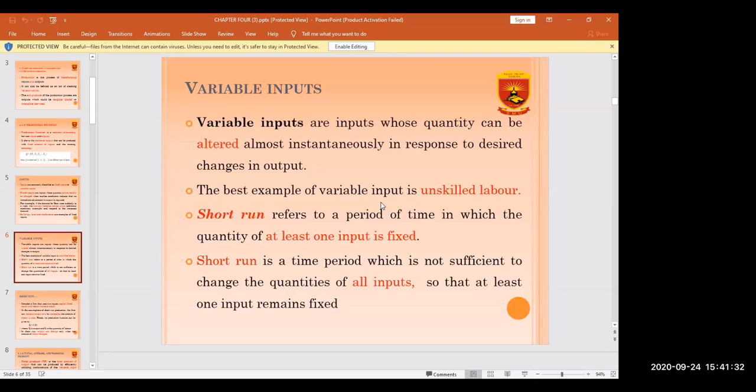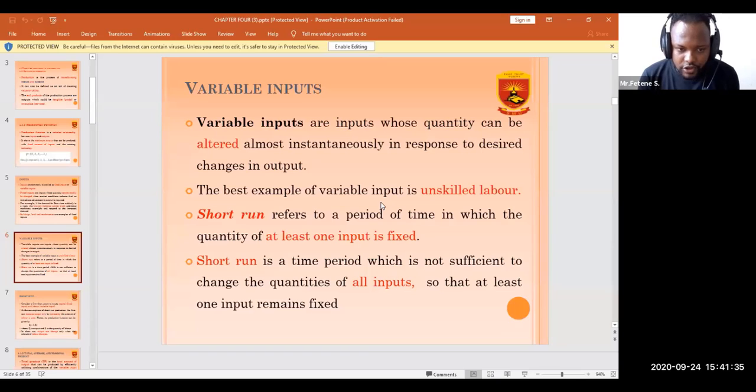Okay, so what does short run mean? Short run refers to the period of time in which the quantity of at least one input is fixed. Our inputs are fixed and also variable. In the short run, all inputs are variable, but at least one input is fixed. At least one input can be fixed, and the remaining are variable.